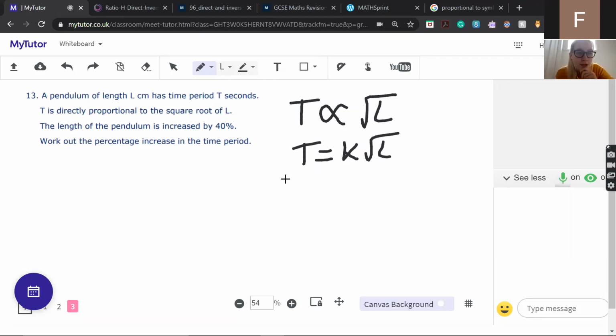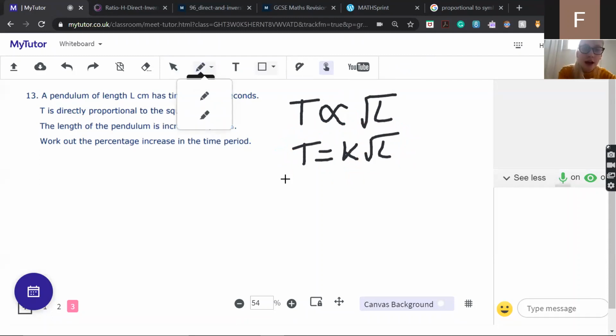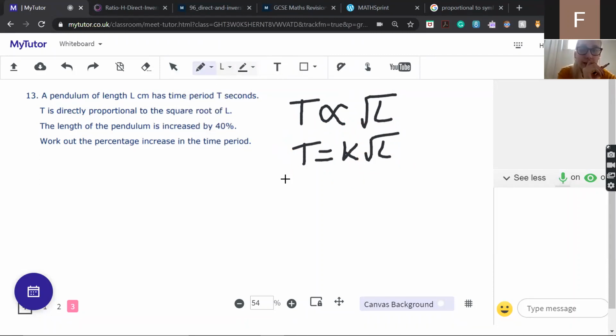Now the length of the pendulum is increased by 40%. Work out the percentage increase in the time period. So let's think about that. So let's call this our kind of base case, and see what happens when we increase the length of the pendulum. So if you came, well, this ties in nicely, doesn't it? If you came to the percentages lesson yesterday, you'll know that an increase of 40% is the same as multiplying by 1.4. If you don't know that, rewatch yesterday's video. Cheeky plug.